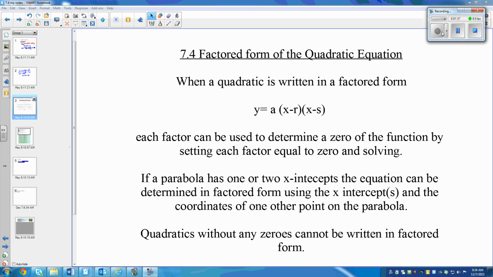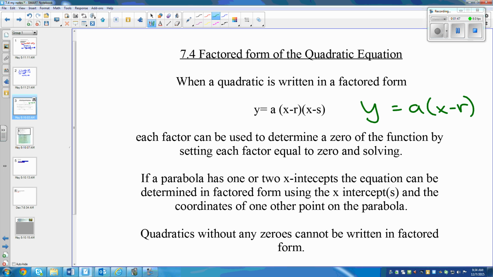If it has one x-intercept, a lot of times we see it as y is equal to a(x minus r) all squared. Okay? What does that mean? It means x minus r, whatever that r value is, that's your one and only x-intercept. Okay? And if it's just x squared, guess what? Your x-intercept is at (0, 0). Okay? So if it can be factored and written in factored form, it has x-intercepts.